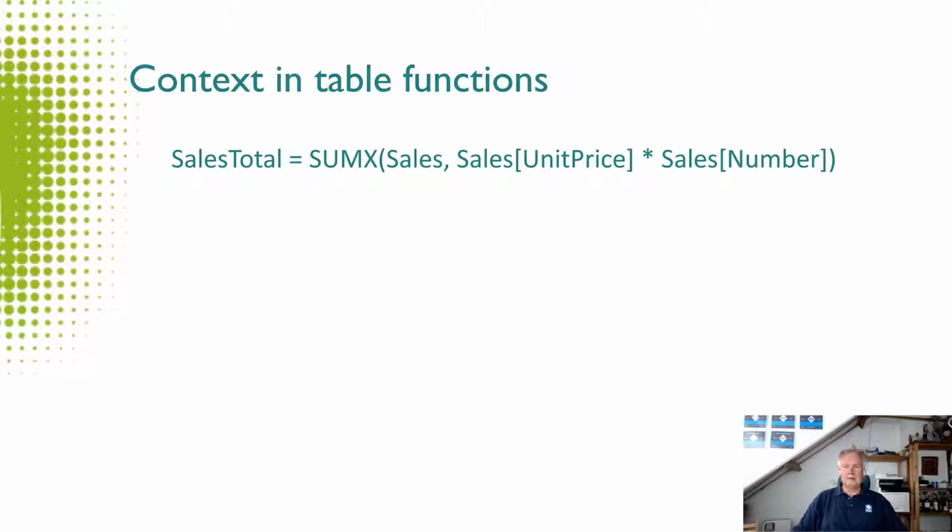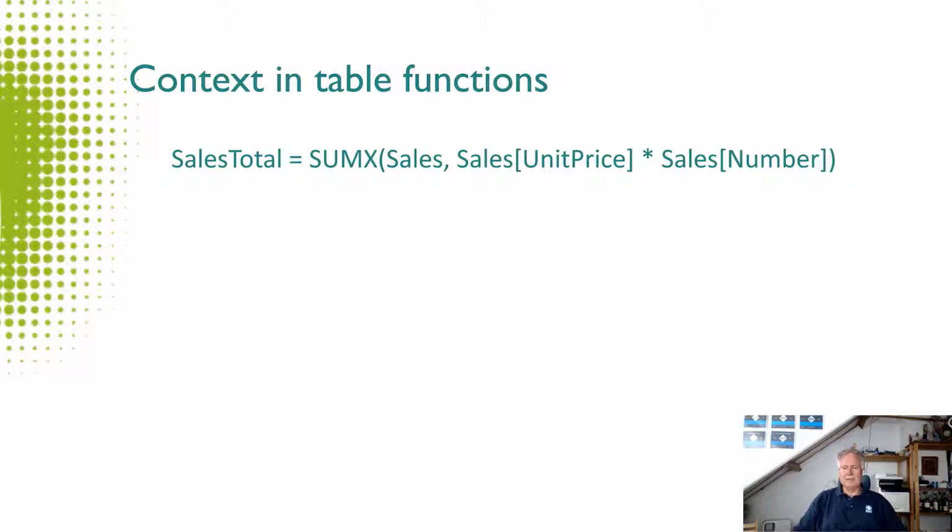So, look at our formula. It says sales total, and it uses the function SUMX, and the first attribute is a table, in this case, the sales table. And the second attribute says from that sales table, I'd like to multiply my unit price with my sales number. And so I got my total sales with it. It's about the same as we did with the calculated column, but performance-wise, this is the best solution.